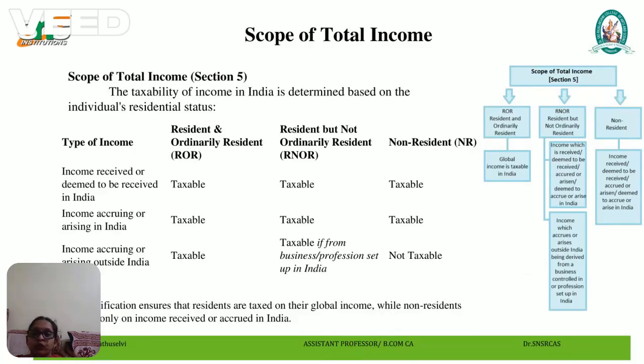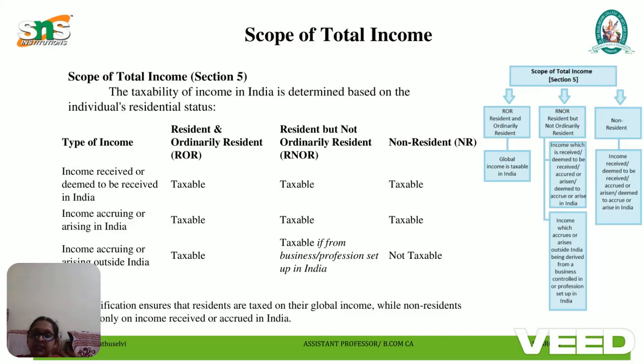Next, scope of total income, section 5. Taxable income in India is determined based on the individual's residential status. It can be divided into three categories: ordinary resident, not ordinarily resident, and non-resident.